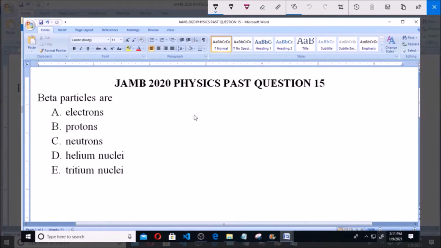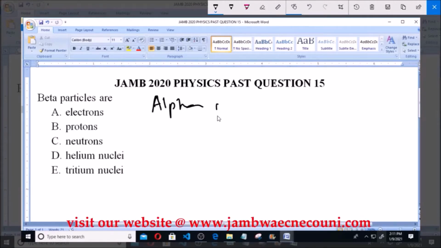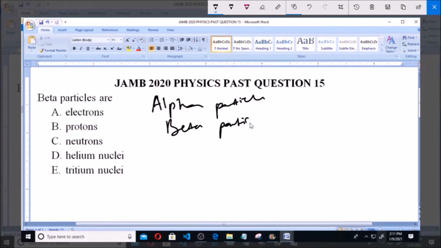Now, when there's radioactive radiation, three particles are actually observed. We have the alpha particle, the beta particle, and then what we call the gamma rays. Each of these particles has its own characteristics.